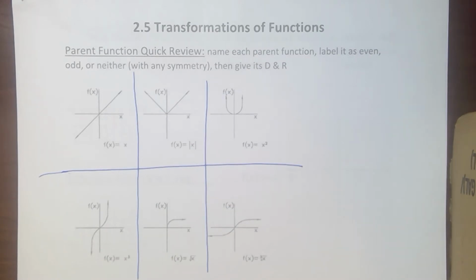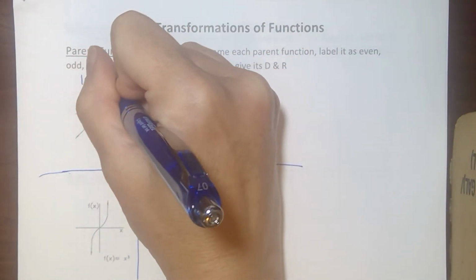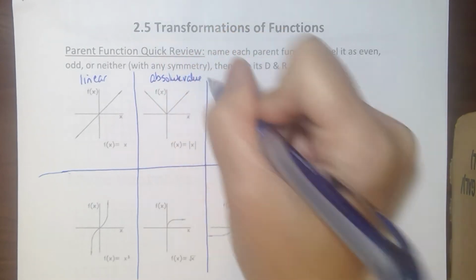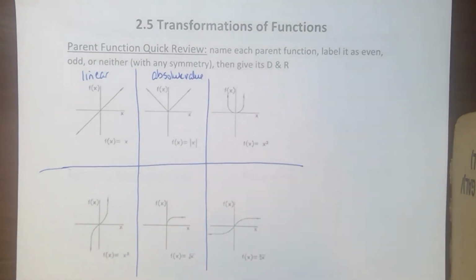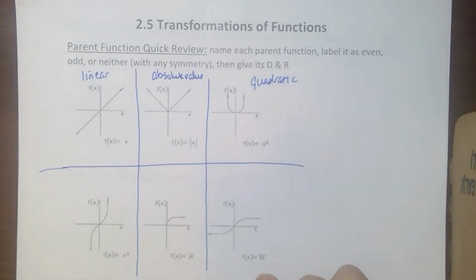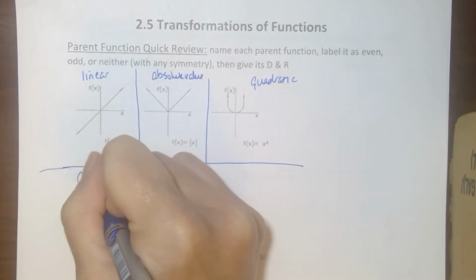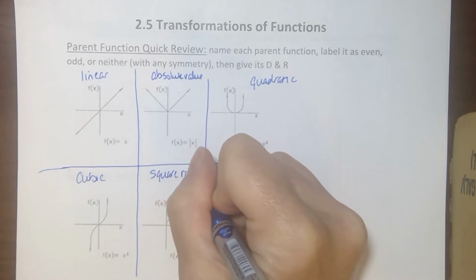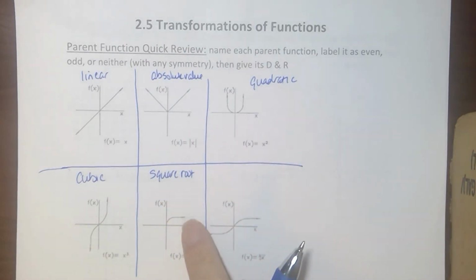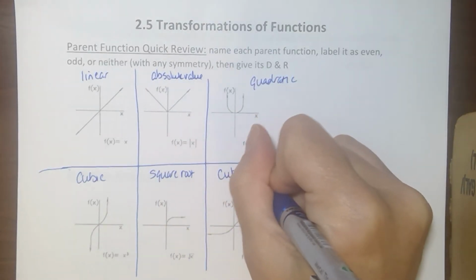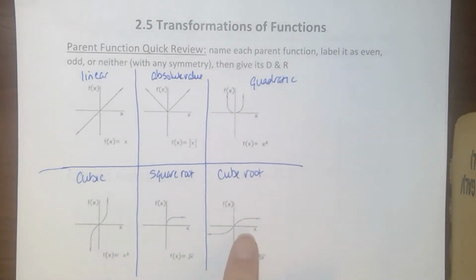Let's go through and name them first according to the shape. This is my parent linear function, my parent absolute value function, which we worked with as our simplest example of a piecewise function. This is my parent quadratic function. In the second row, we have the cubic function, the square root function, which is the inverse of my quadratic function, and then the cube root function, which is the inverse of my cubic function.